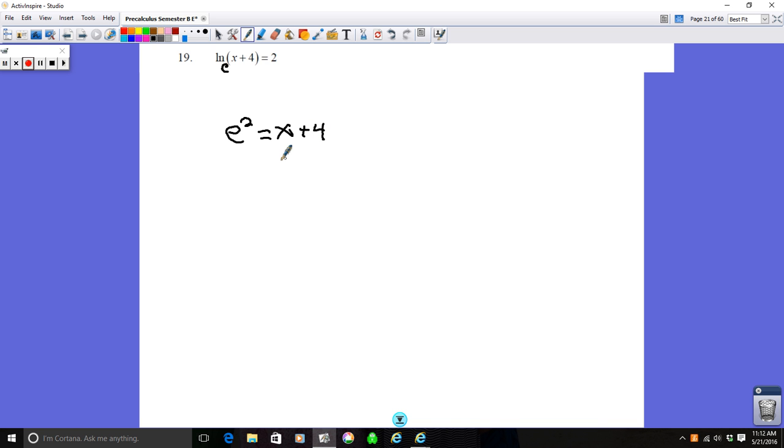So if we're solving again for x, move your 4 over by subtraction. Whoops, that looks weird. I'm going to just rewrite that. e to the 2nd power minus 4 equals x. That is the exact answer for 19. In your calculator, second ln is e to the power of 2 minus 4 is going to give you x equals 3.389.